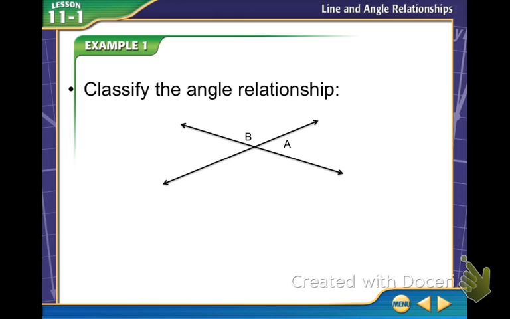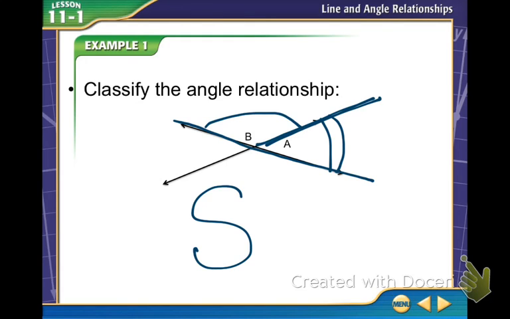On your handout, classify this angle relationship. Well, as you can see, they make a straight line together. Here we have angle B and angle C. Yes, they're adjacent, but they are also supplementary. S for super straight, S for supplementary.